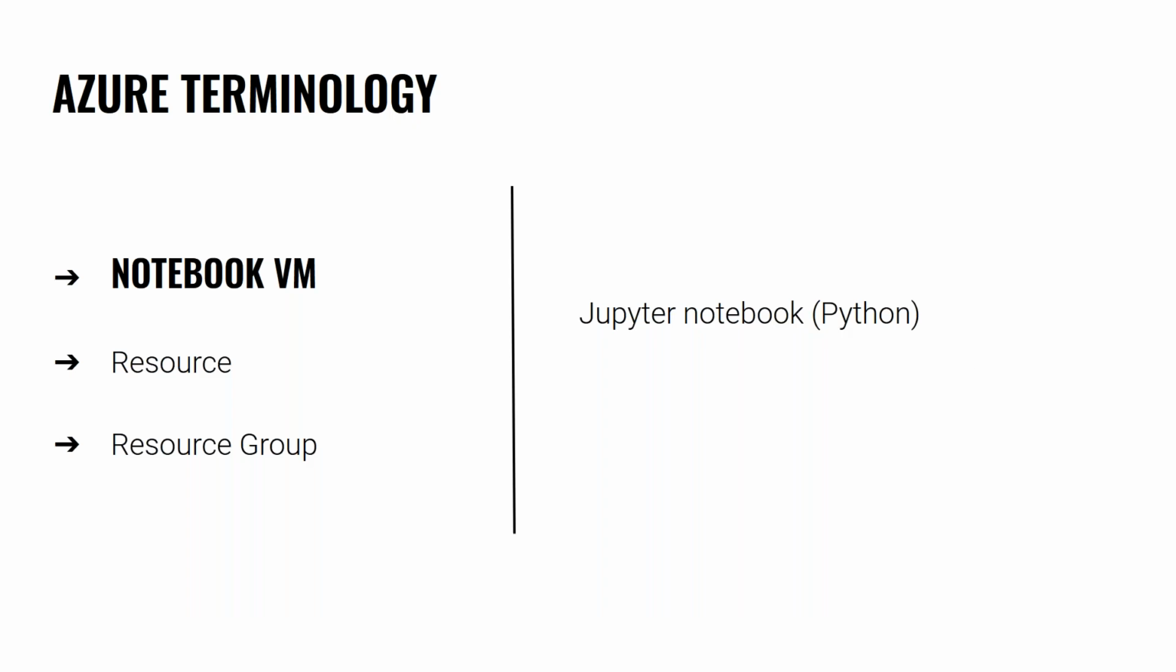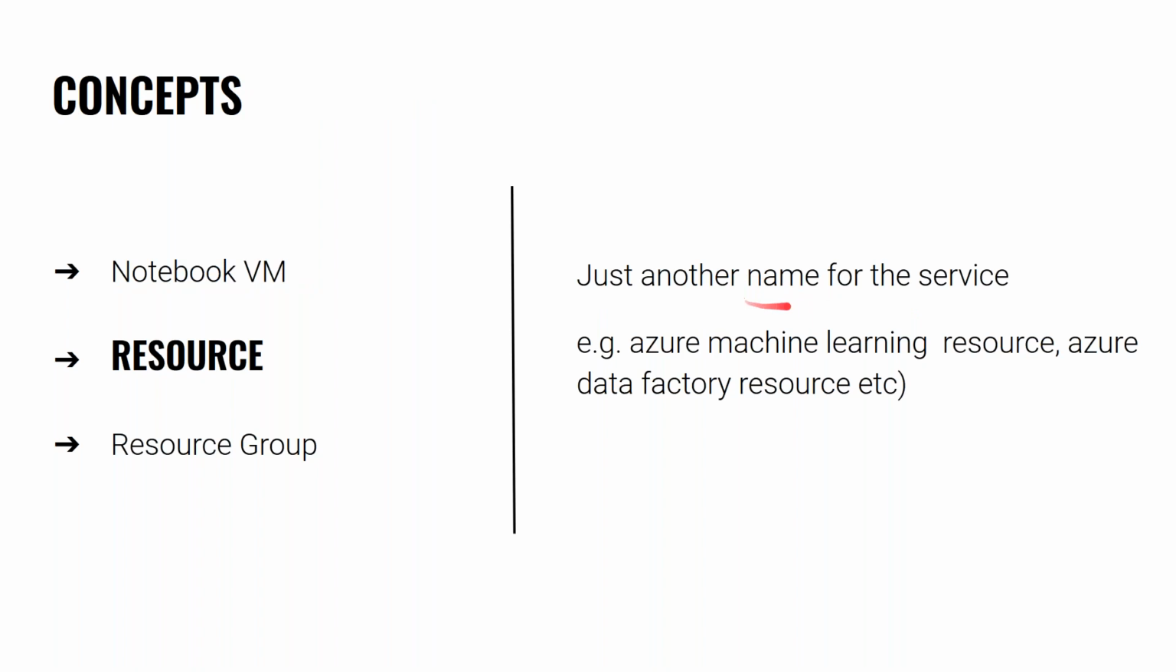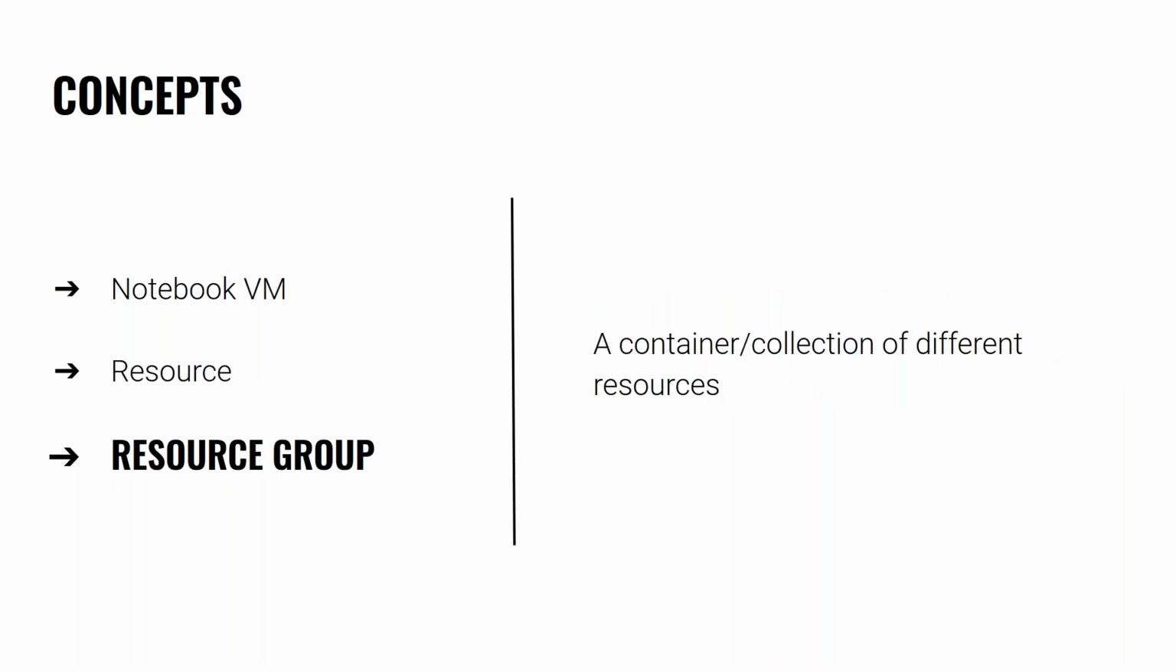Now, what is Notebook VM, as Azure calls it? Notebook VM is nothing, it's just a Jupyter notebook for Python. That's it. The name is just Notebook VM. And resource is just another name for the service. So we use the Azure Machine Learning resource for the Azure Machine Learning service, and the Azure Data Factory resource for the Azure Data Factory service. They are just simple names. And a resource group is a container or collection of different resources. So whenever you create a resource, you create a resource group and you put your resource in it.